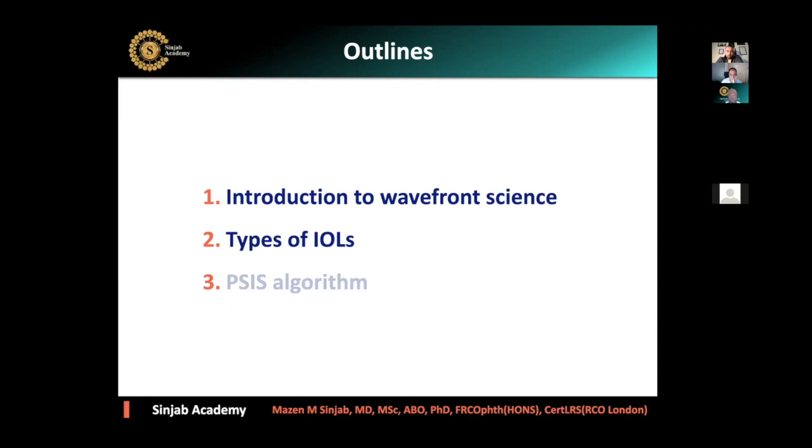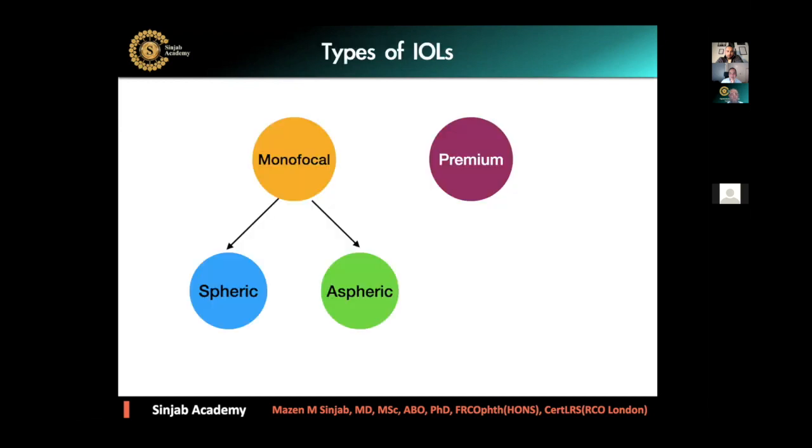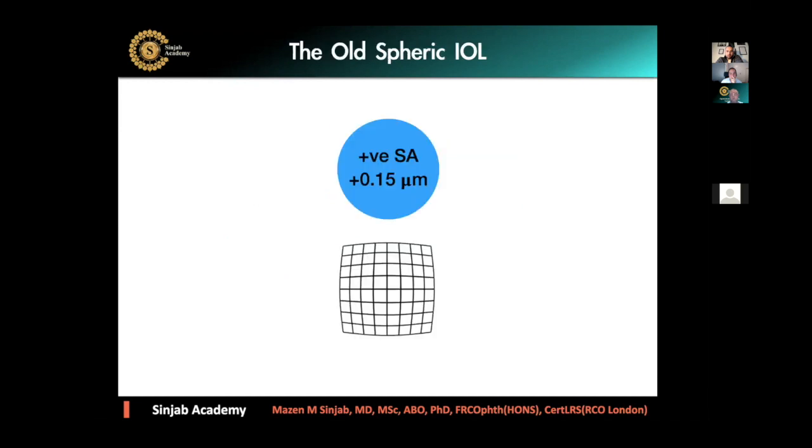Now, let's go. That was just like the appetizers, and now the main course: the types of the IOLs, monofocal and premium. The monofocal are spheric and aspheric. The old spheric IOLs generate positive spherical aberration of 0.15 or 0.14 microns.